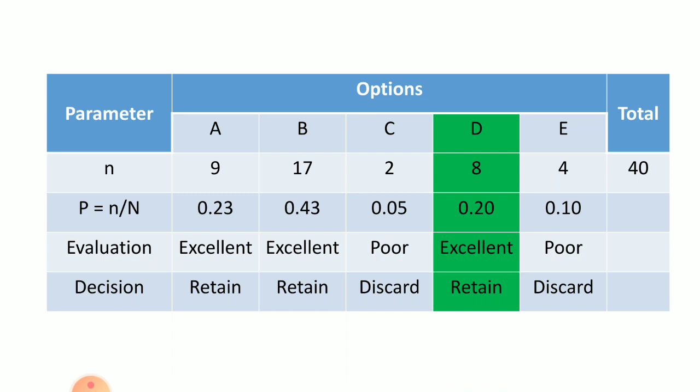Then for evaluation and decision, for option A, that is excellent. Therefore, we will retain that option. For option B, that is also excellent, then retain the option. For option C, that is poor. Therefore, discard that option. For option D, that is excellent, then retain. For option E, that is poor, then discard.